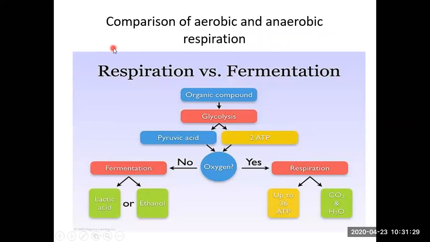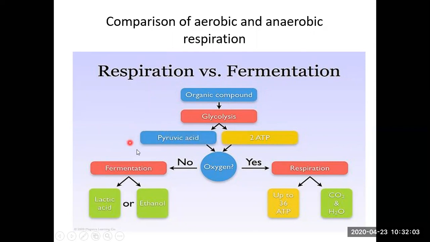So let's compare these terms that we have been using: respiration, anaerobic respiration, and aerobic respiration. Any organic compound can be used. It can be glucose from a candy that we eat, it can be fat or lipid, or it can be protein. That organic compound is broken down by the process known as glycolysis into the product known as pyruvic acid, and in this breakdown, 2 ATPs are produced.